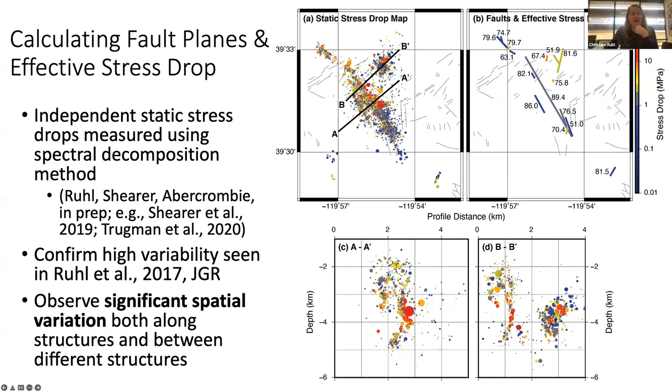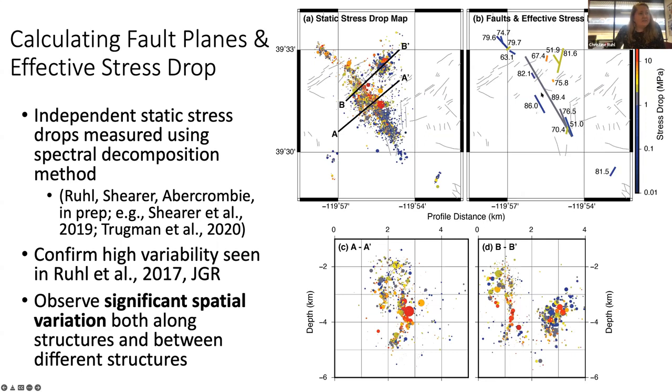So now the high stress drops are these reds and yellows, and then the low or moderate stress drops are the yellows, grays, and blues. And this is the Mogul sequence again on the top left. And like I mentioned, I did the fault plane fitting and the clustering. So the plot on the right is showing our fault plane analysis. The numbers are the dips of those faults.